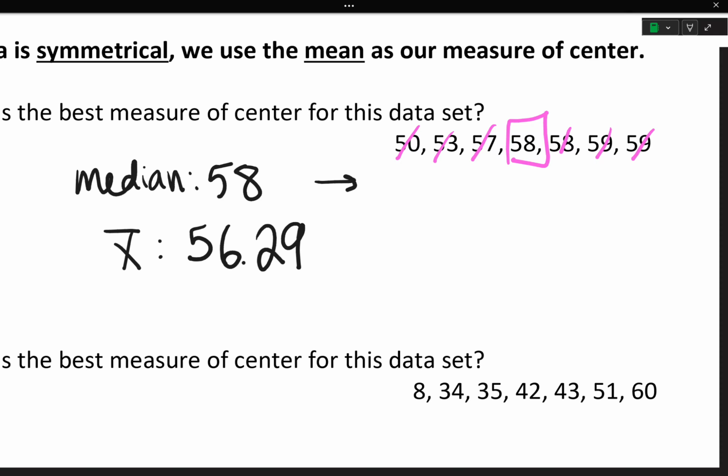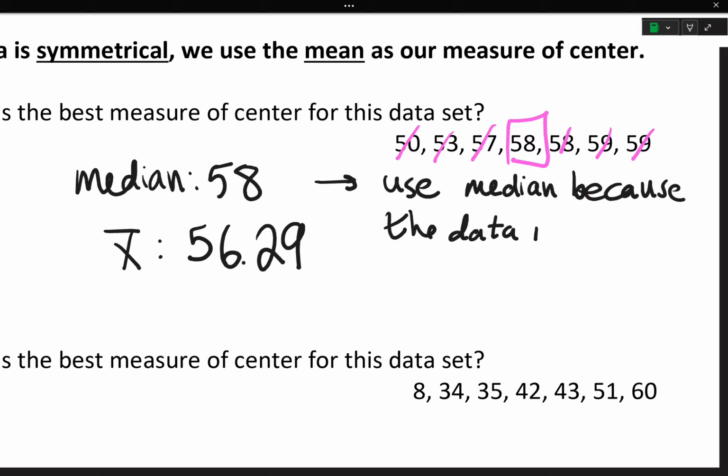So for this data set, we will use the median because the data is skewed.